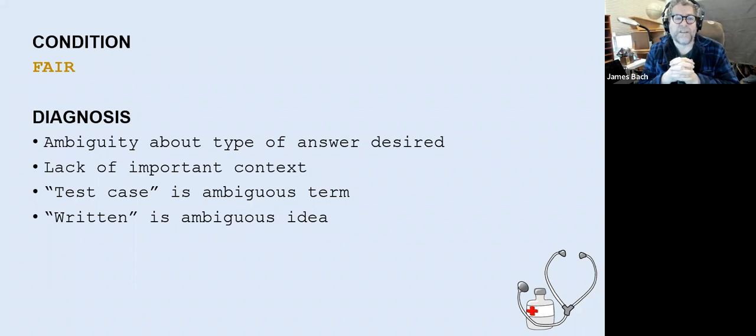I think that the condition of the question is fair, could be better. I think there are some important problems, though. Ambiguity, for instance, about what kind of answer that Abhijeet is looking for. I mean, is Abhijeet asking about what he should do on his project here and now? Or is he asking about the general policy of rapid software testing? Those are two different things. Not entirely clear to me which one he's after. He hasn't given us much context to go on.